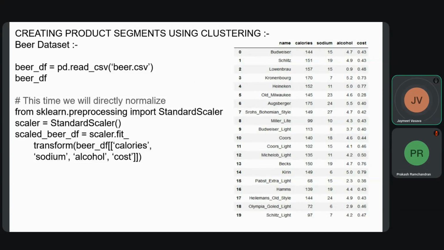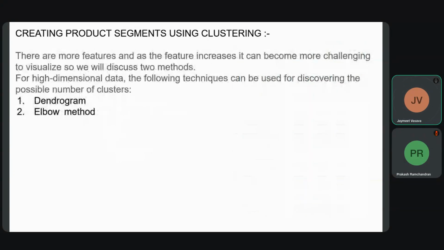This time we have a lot of features, and as more and more features are added, it becomes harder for us to visualize these features from the data set. So for high dimensional data, there are different techniques for discovering, plotting or understanding the data set. One is dendrograms and another one is the elbow method.